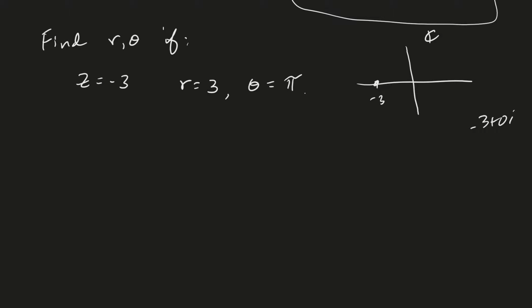Good. All right. How about another straightforward one that's not too hard to find? Z equals, let's do positive 2i.